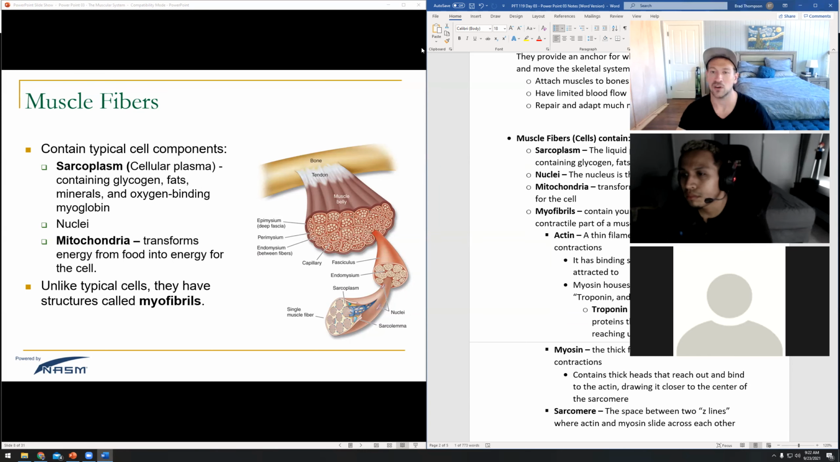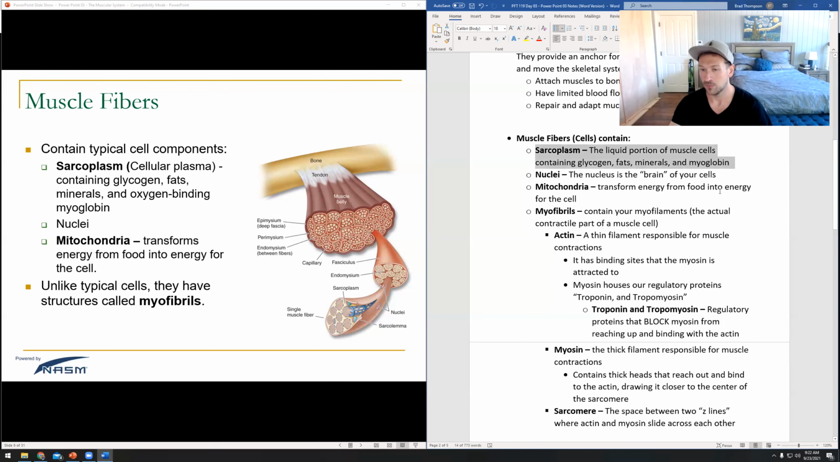That's what you're going to find in the fluid of all your muscle cells. Like I said, you're going to see some nuclei in there, right? That's the brain of your cells. You're going to find some mitochondria, which are transforming energy from food into energy for the cell. So taking carbohydrates and turning them into what is called ATP, that's energy, or turning fat into ATP. ATP is sort of our version of energy within our body.